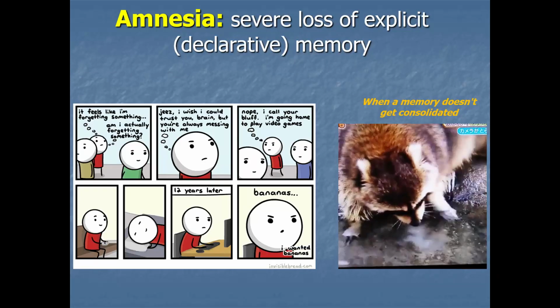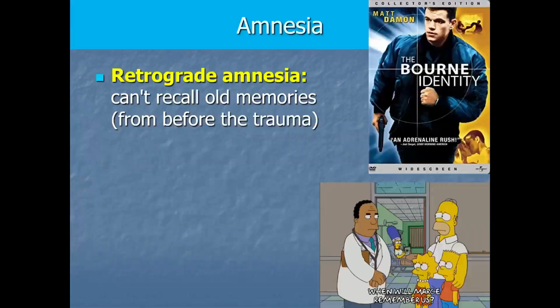But it turns out there are different types of amnesia. So the first is probably most familiar since it shows up in dozens and dozens of movies. It's what we'd call retrograde amnesia. With retrograde amnesia, the patient can't recall old memories. They lose access to information from before the brain trauma.